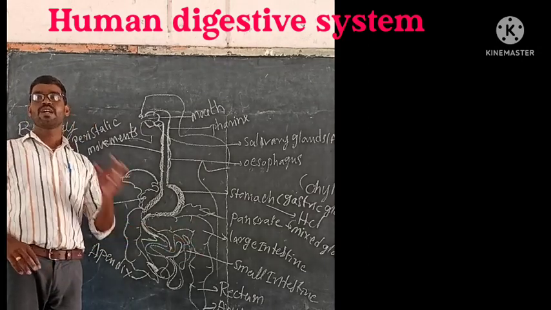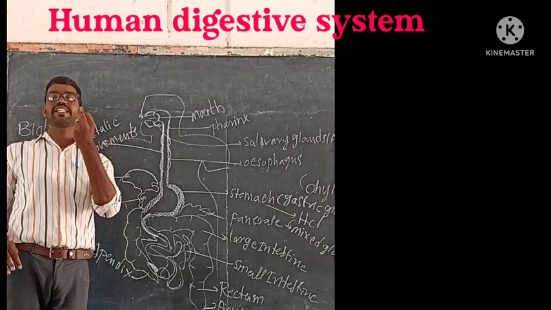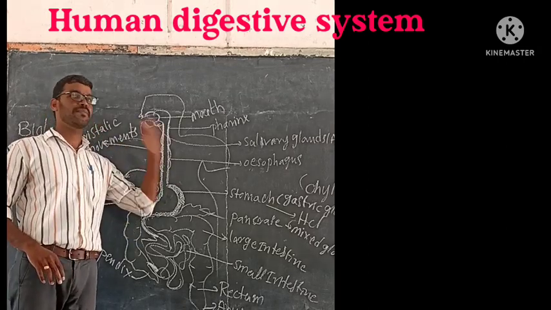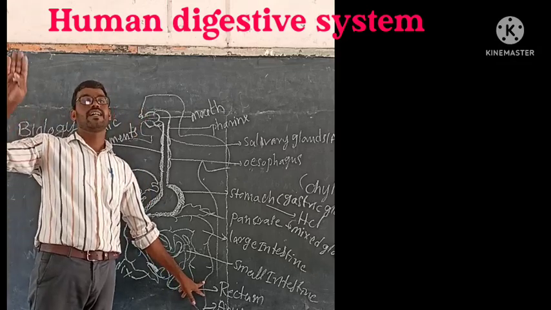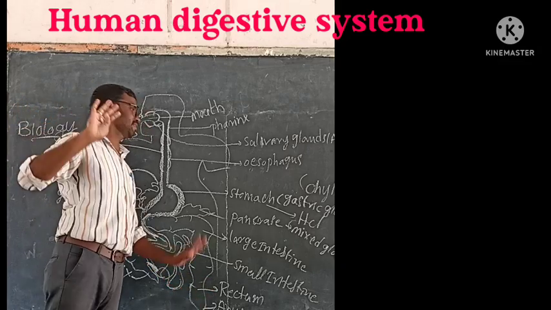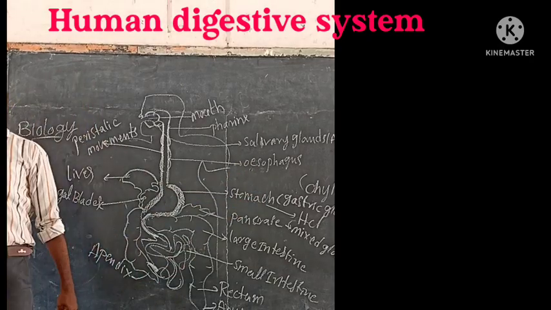In the moving time, the water and other useful material will be reabsorbed into the body, and finally that waste material will enter into the rectum, temporarily storing undigested food in the rectum. After that, it goes out from the anus. This is about our digestive system.